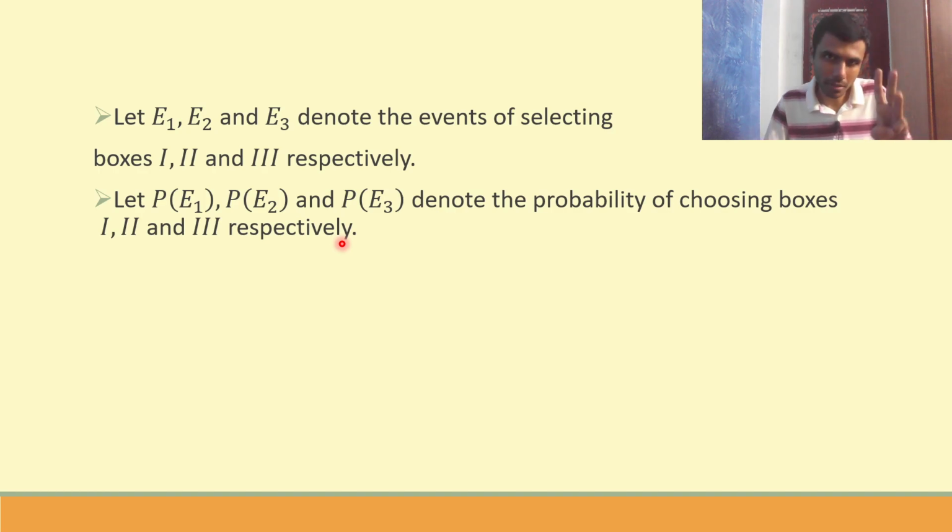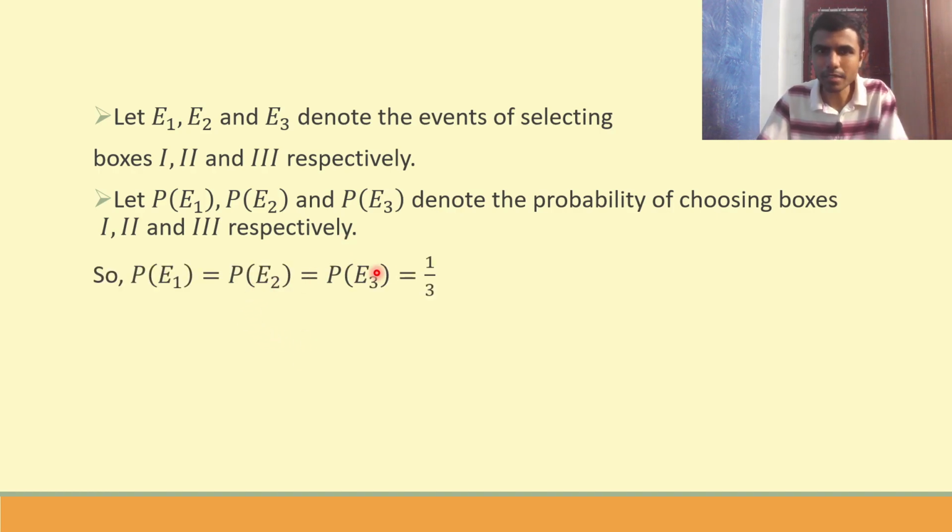See, there are three boxes. What is the probability that I'll get box 1? 1 by 3. What is the probability that I'll get box 2? 1 by 3. What is the probability that I'll get box 3? 1 by 3. Selecting 1 out of 3. Fine, I hope it's clear. P of E1 equal to P of E2 equal to P of E3 equal to 1 by 3.